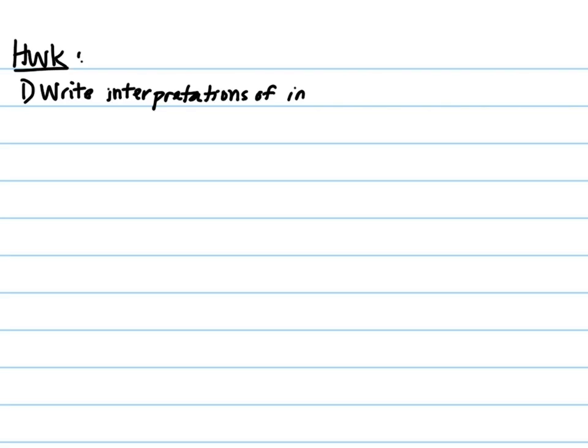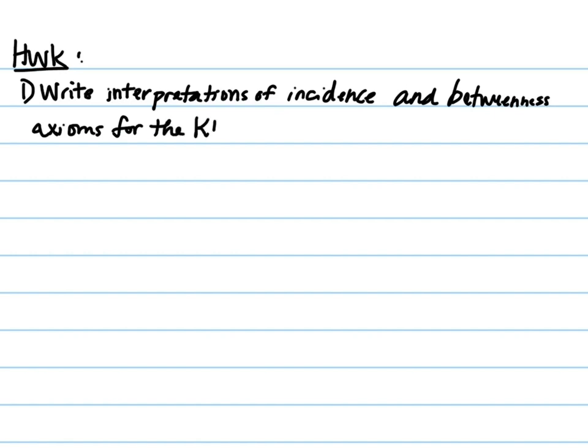So, hang on, where am I? Write interpretations of incidence and betweenness axioms for the Klein model. And understand your Klein model now has more points than what we were actually talking about before, right?